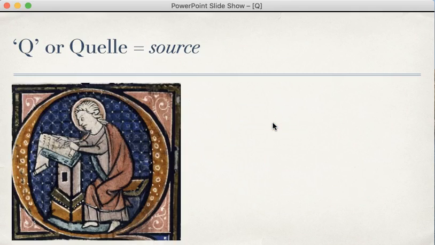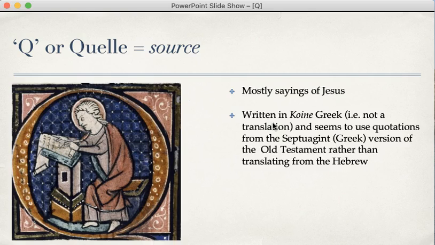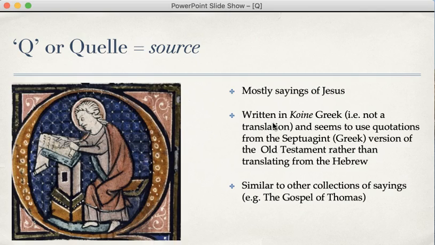Why Q? Q is an abbreviation of the German word Quelle, which means simply source. A hypothetical source used by Matthew and Luke in writing their Gospel. What do we know about Q? Well, it consists mostly of sayings of Jesus. It was almost certainly written in Koine Greek, the Greek of the New Testament, the common street Greek. Its quotations seem to come from the Greek version of the Old Testament rather than translating from the Hebrew.